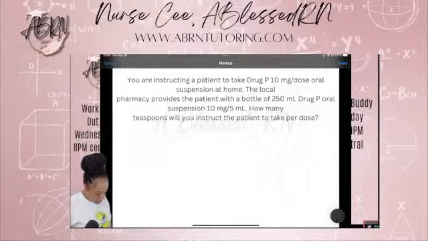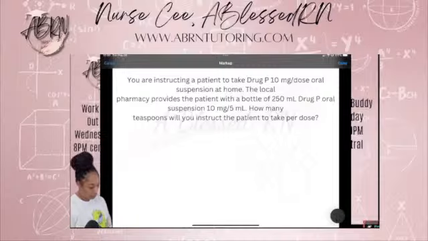It's pretty cool. You're instructing a patient to take drug P, 10 milligrams per dose, oral suspension at home. The local pharmacy provides the patient with a bottle of 250 milliliters of drug P oral suspension, 10 milligrams per 5 milliliter. How many teaspoons will you instruct the patient to take per dose?